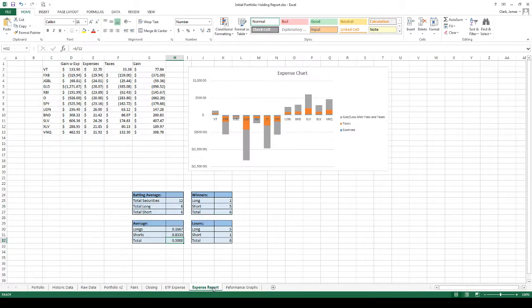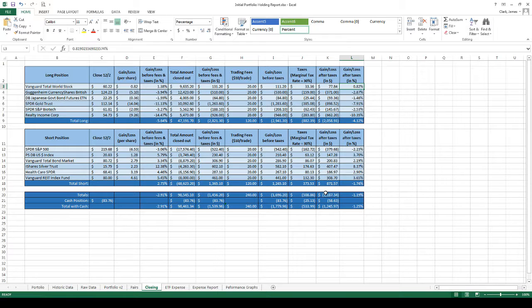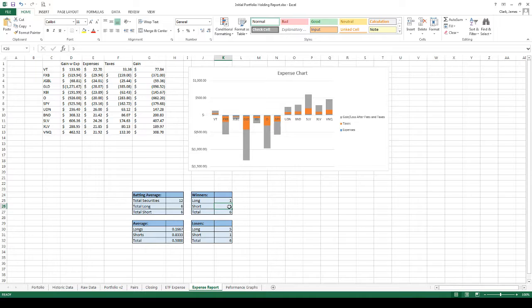If we want to take a look at these batting averages here, just to give a recap, I had a total of 12 securities, 6 long, 6 short. Only one of my long positions won, that was the Vanguard Total World Stock. I had just a little under 1% return there, so not too big. But on my short positions, I did very well. I won 5 out of 6 of those. So my total batting average was .500. I won 6 and I lost 6.